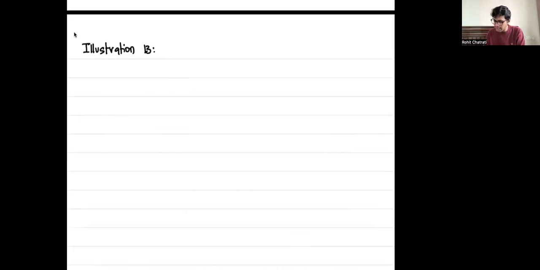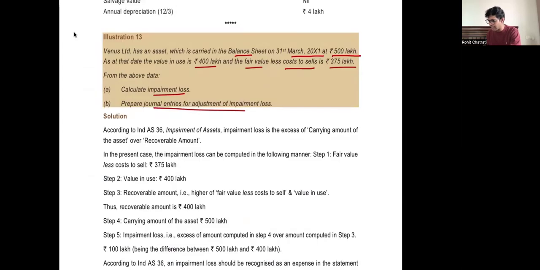Okay, now let's solve illustration number 13. Venus Limited has an asset which is carried in the balance sheet on 31st of March 2021 at 500 lakh rupees. So the carrying amount is equal to 500 lakhs. As at that date, the value in use is 400 lakhs and fair value less cost to sell is 375 lakhs. From the above data, calculate the impairment loss and prepare the journal entries for adjustment of impairment loss. All right, so it's asking us to calculate the impairment loss and also the journal entries.